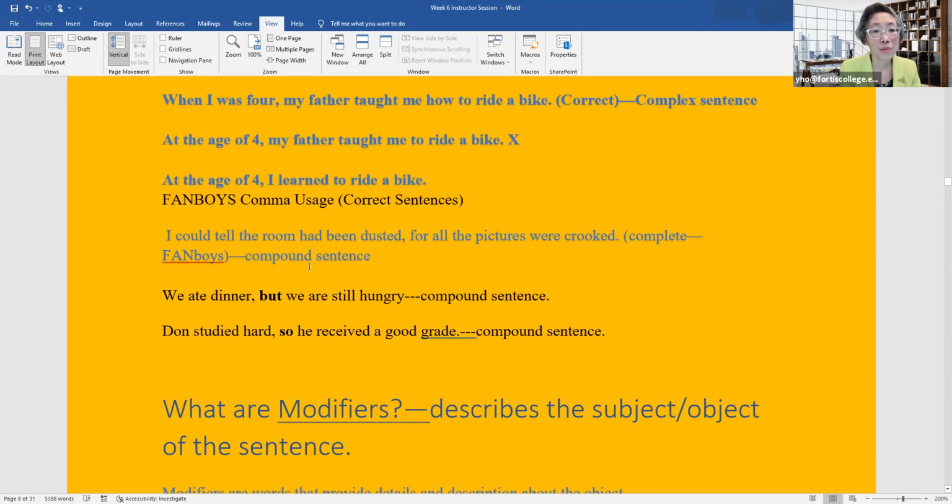"I could tell the room had been dusted, for all the pictures were crooked." This is a correct sentence because it is a compound sentence. Here you have "for," which is one of the FANBOYS, joining two complete sentences, and that makes it a compound sentence.